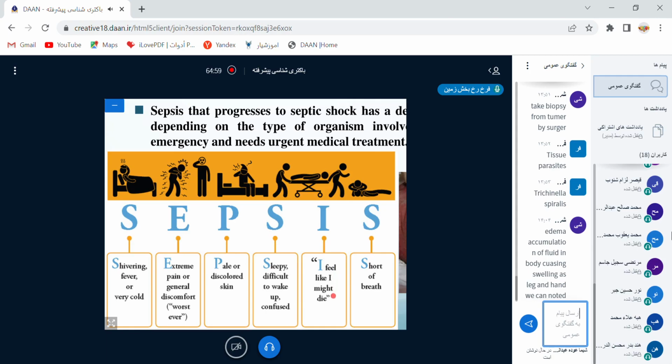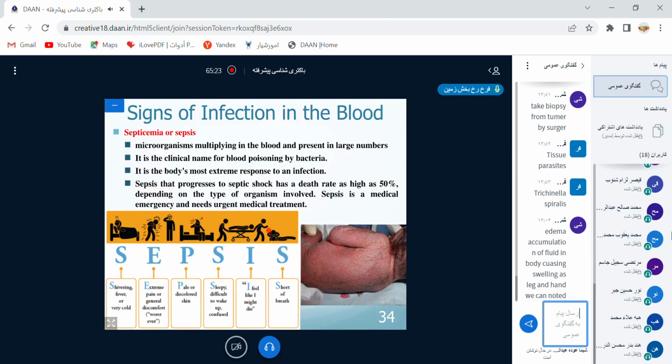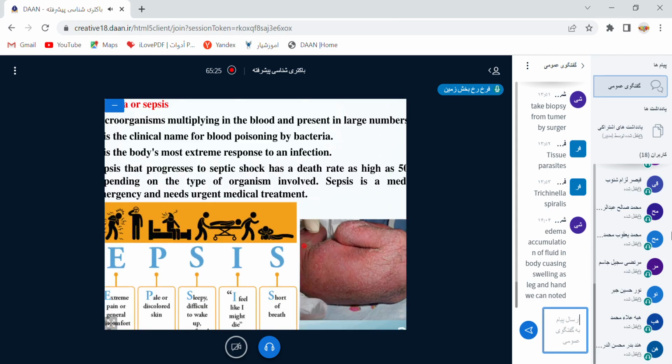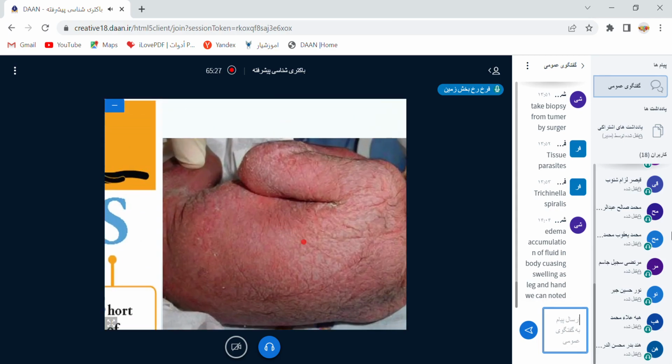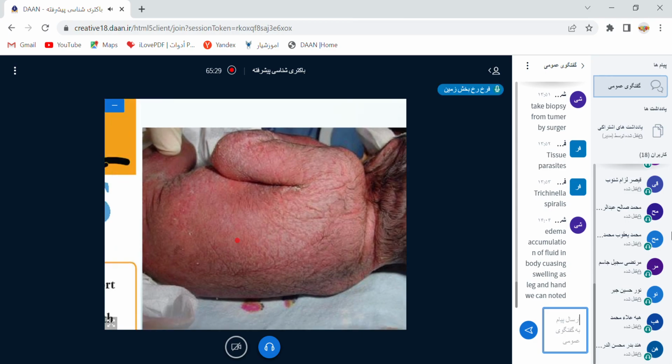I feel like I might die. When he can tell something, he says, I'm going to die. He feels he is very bad. S: Short of breath, cannot breathe normally easily. So these are some signs in sepsis. It is a very bad situation which we can see in the patient.